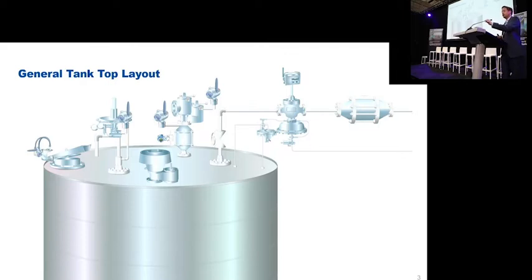Let's have a quick look at a tank, a general tank top layout. This can be an API 620 tank, 650 tank, or an EN 14015. Just a very brief overview about the different types of equipment or valves you can find in your tank. This is by no means the complete list, it's just a very short general overview.